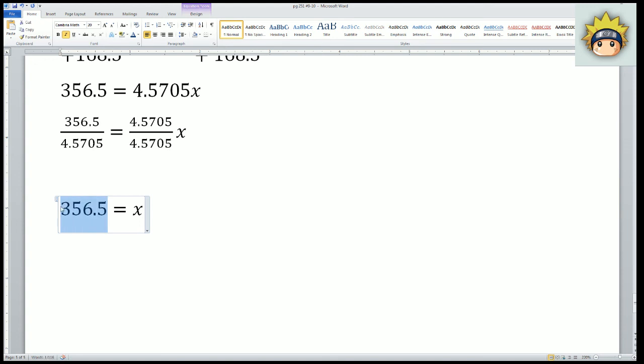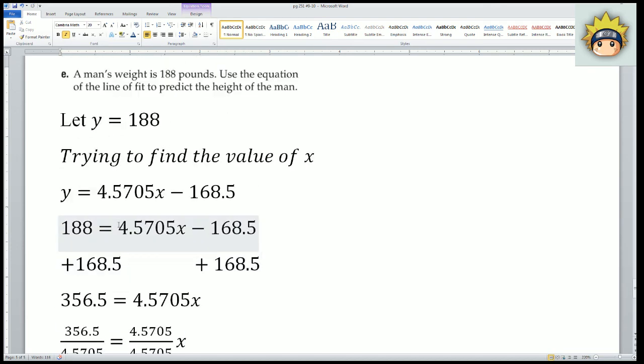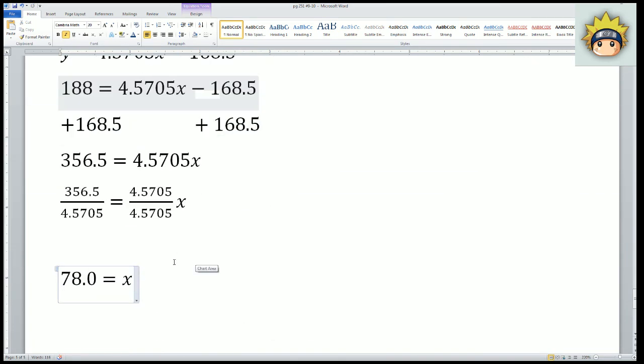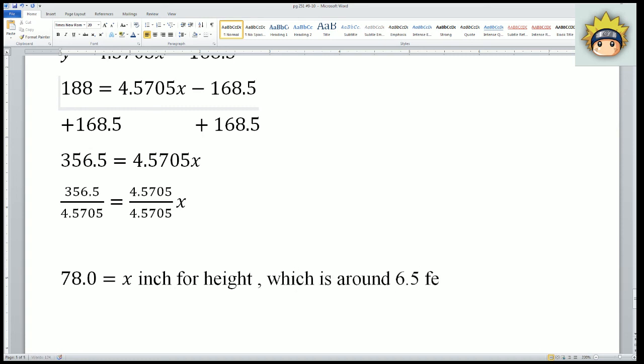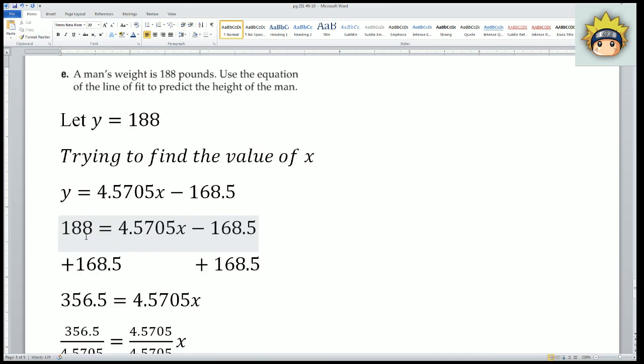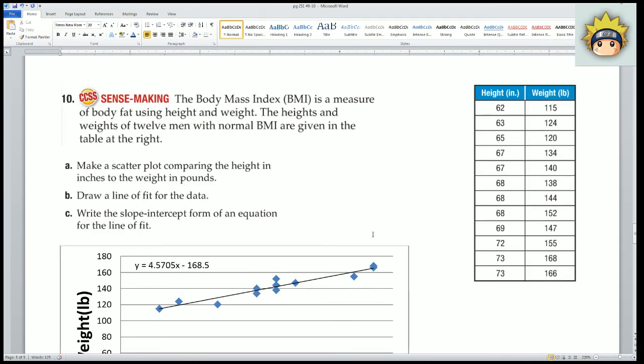That gives 78.00021879. But again, this is too far off, so you could just worry about 78. x refers to height in inches, so we say 78 inches for height, which is around 6.5 feet. So if you are 6.5 feet, you should have a weight of 188 pounds if you exist within the body mass index. So there you go. That is your homework solution for page 251, problems 9 and 10.